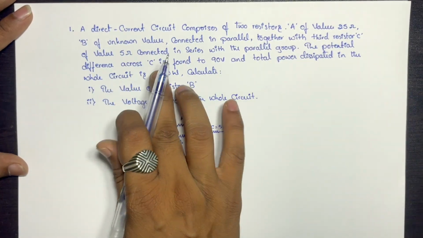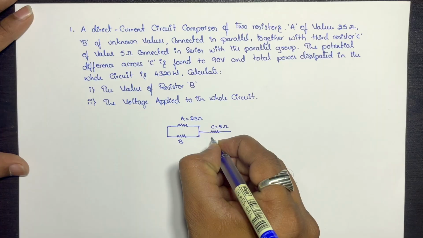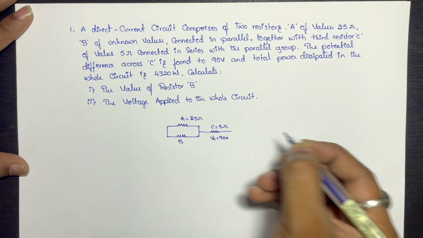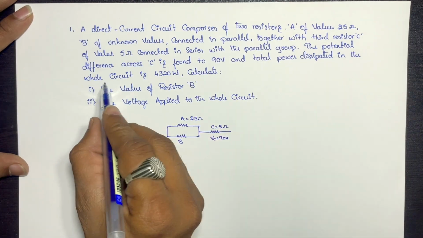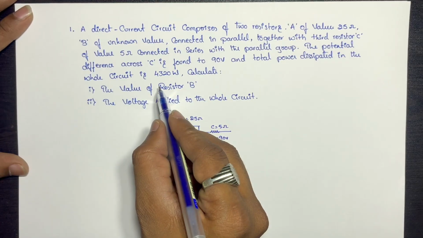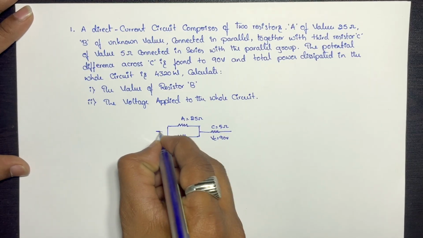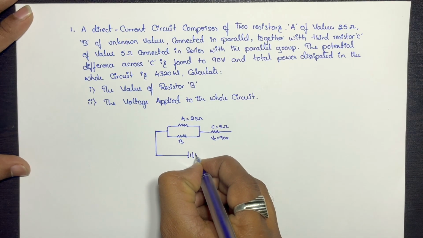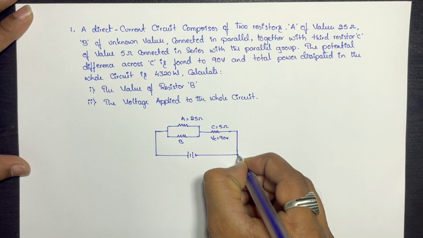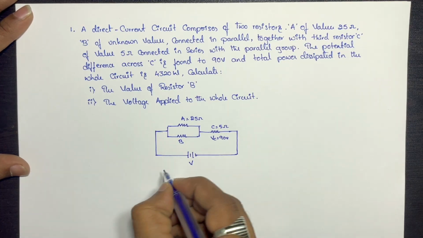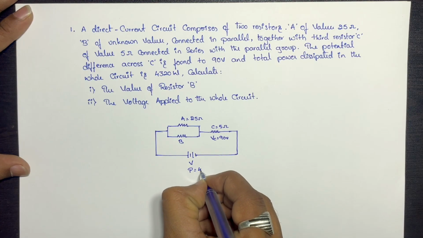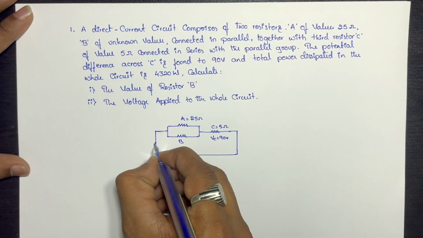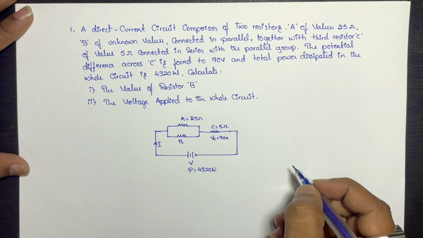The potential difference across resistor C is found to be 90 volt, which means VC is equal to 90 volt. And the total power dissipated in the whole circuit is 4320 watts. Which means the circuit is completed with an applied voltage V with a power P equal to 4320 watts, and the total current is unknown.